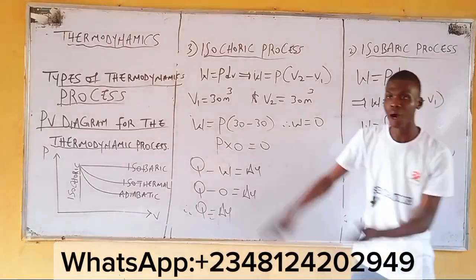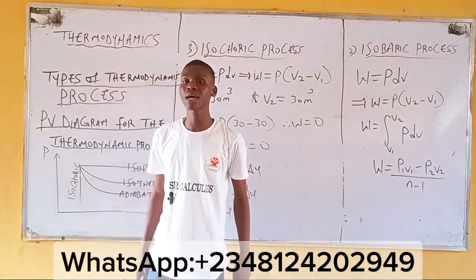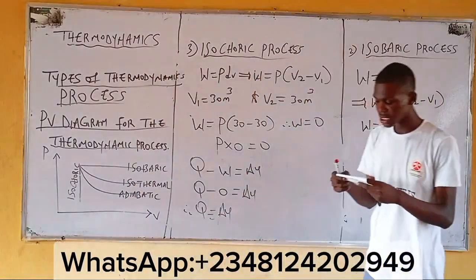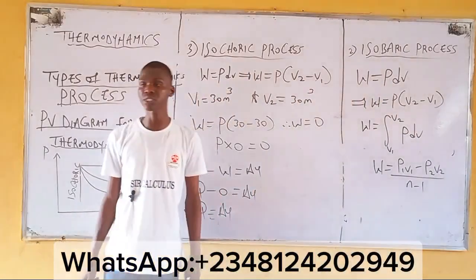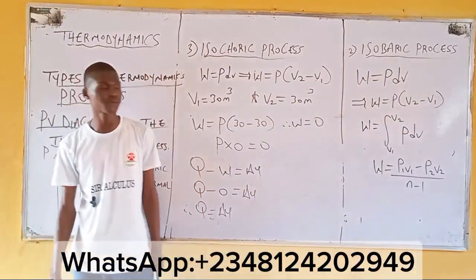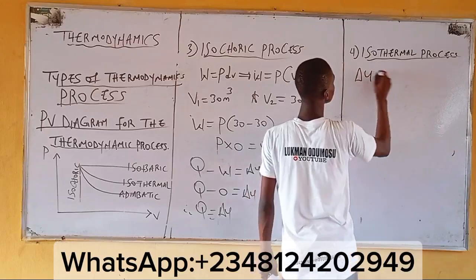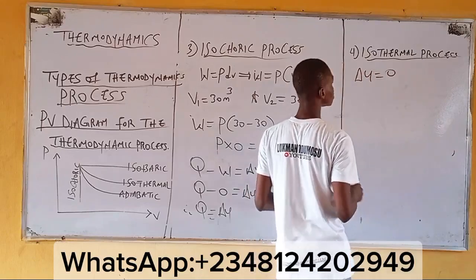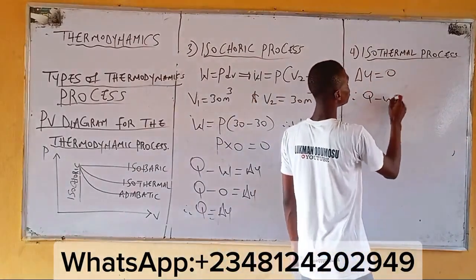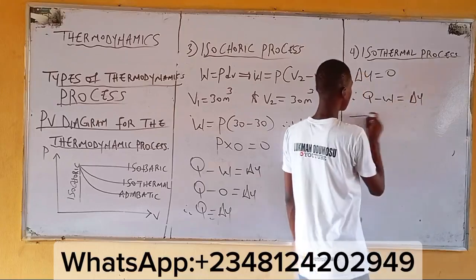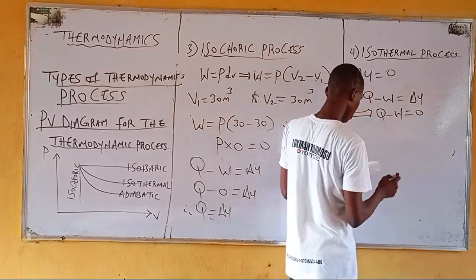Now, for the last one, let's look at the isothermal process. By the word isothermal, what does it mean? When we say isothermal, temperature is constant. An isothermal process is a constant temperature process for an ideal gas. Under the isothermal process, change in U is equal to 0. Therefore, Q minus W, which is equal to change in U, implies Q minus W equals 0.